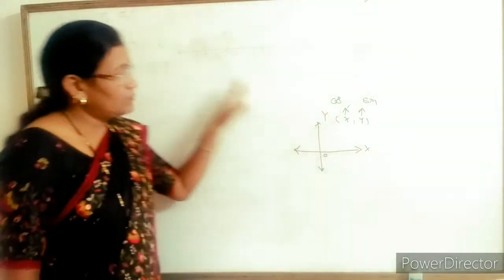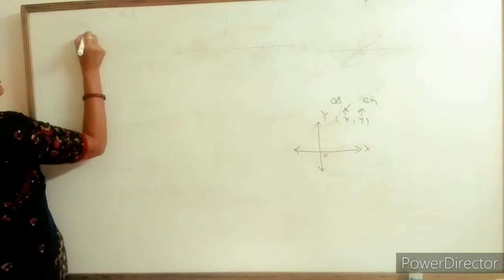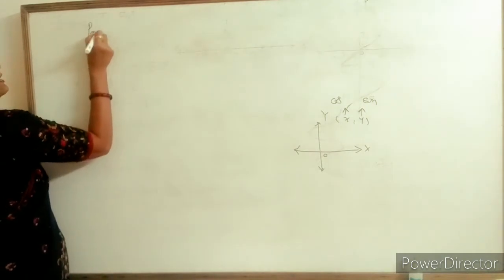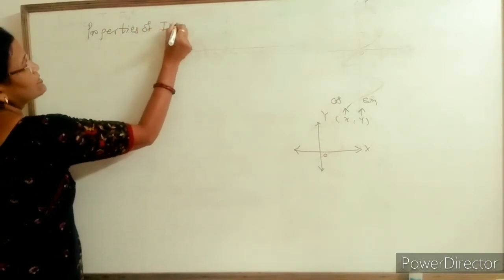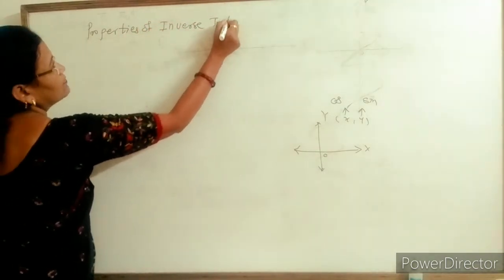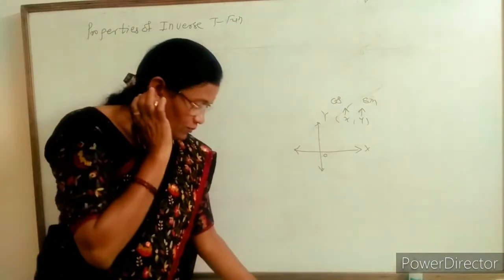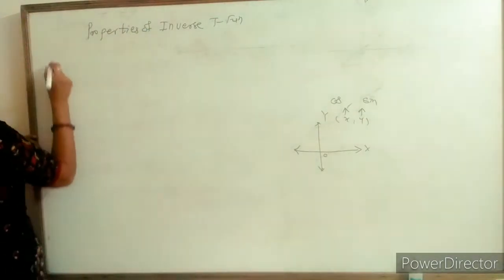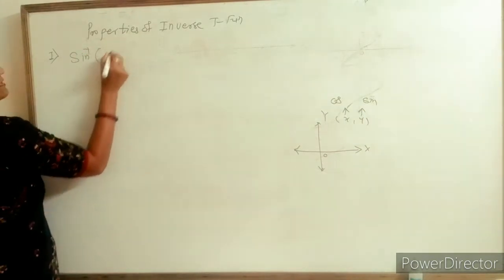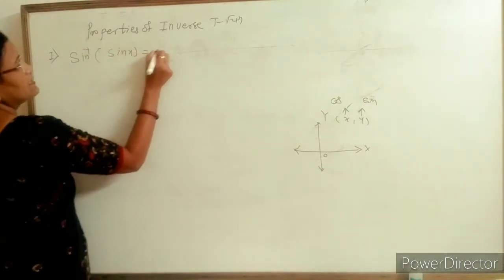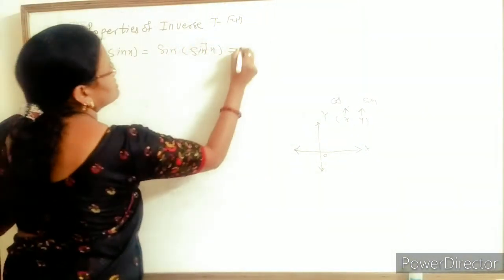Now here we take those properties which take the corresponding concept of trigonometric functions. So that topic is properties of inverse trigonometric functions. Which are these properties? For this, we take the first property. It is a general property: sine inverse of sine x is equal to sine of sine inverse x, and that value is equal to x.